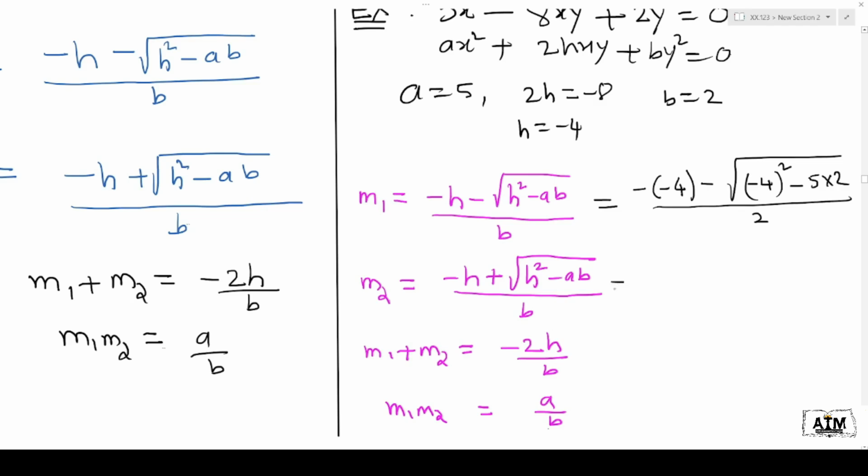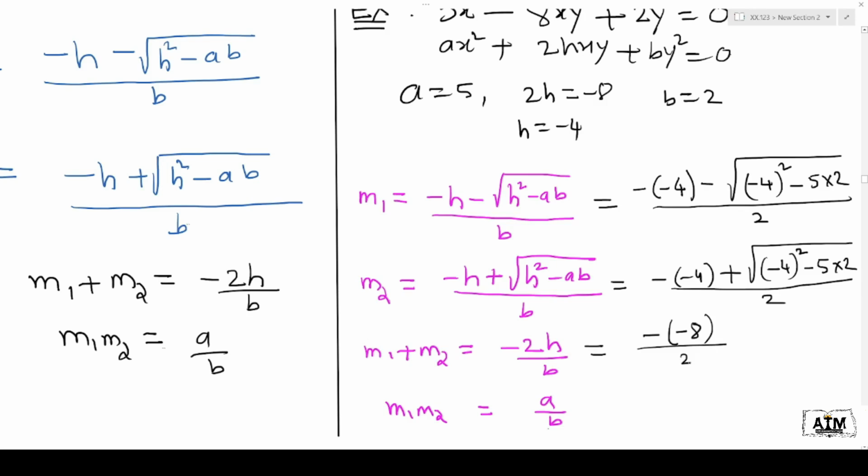And to find m2, again the same idea. Here it is minus 4, but here the plus will come: plus under root of minus 4 whole square minus 5 into 2, divided by 2. And the sum of the slopes m1 plus m2 equals minus 2h upon b, and here minus 2h equals minus 8 divided by b, that is 2. And the product of the slopes m1 into m2 equals a upon b, that is 5 divided by 2.